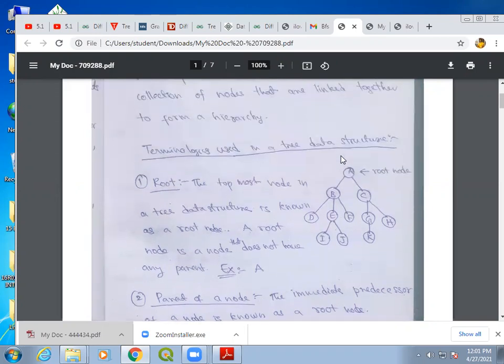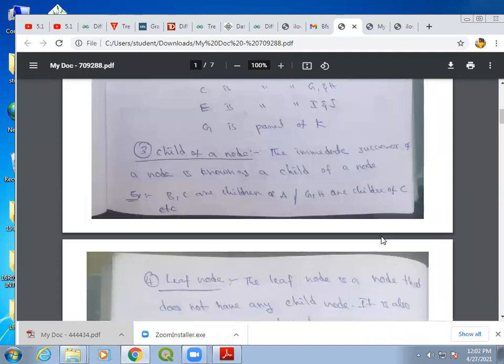So what is A here? A is the parent node of B and C, where B is the parent node of D, E, F, and C is the parent node of G, H. E is the parent node of I and J, and G is the parent node of K, like that.